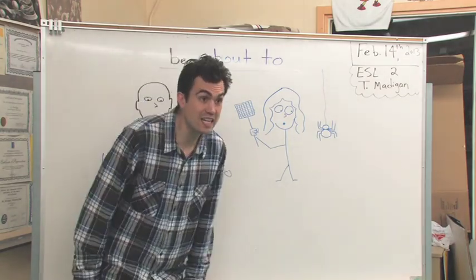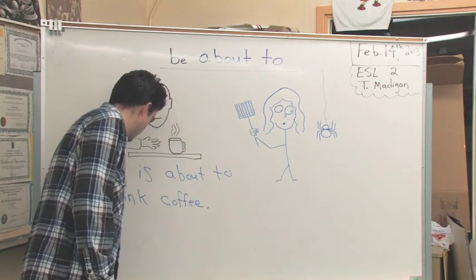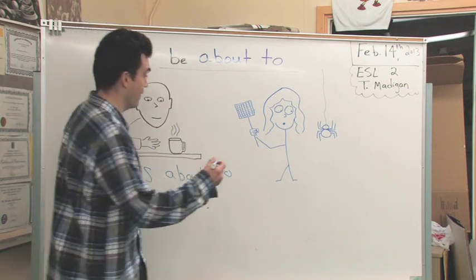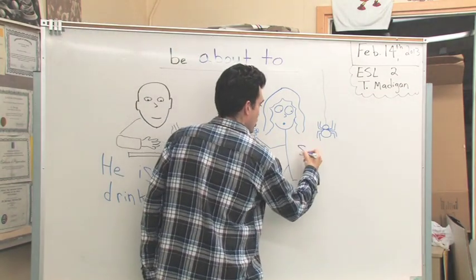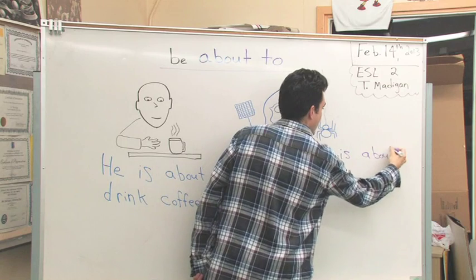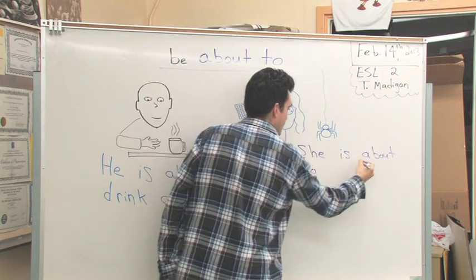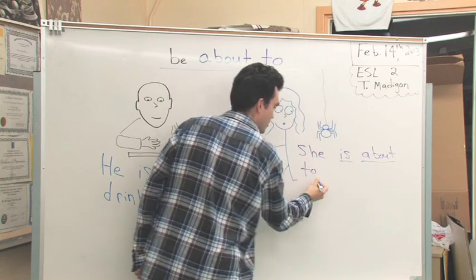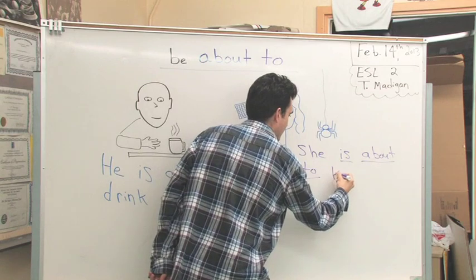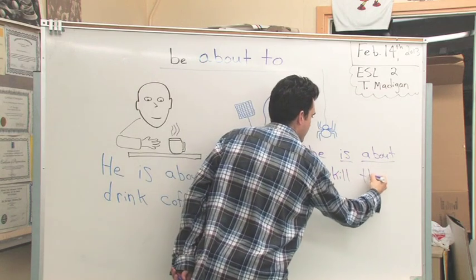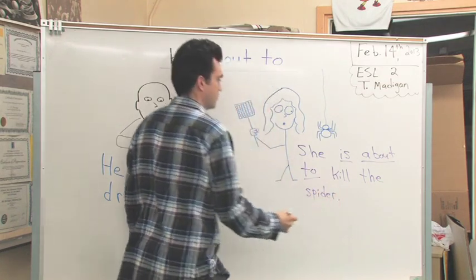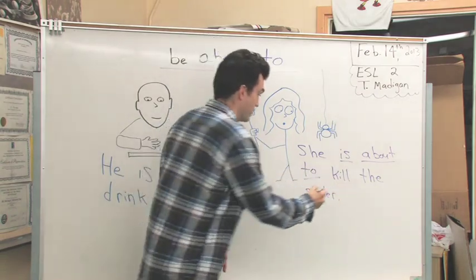What is she about to do? She is about to kill the spider. Oh, very good. She is about to, what? Kill. The spider. So, kill is the base verb.